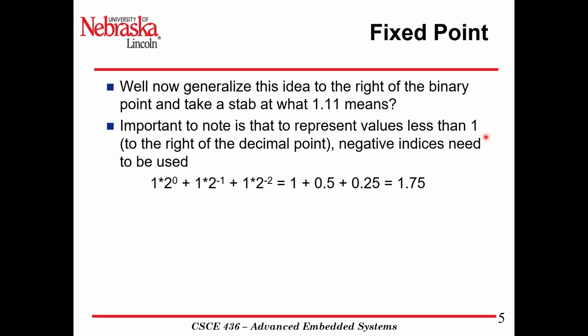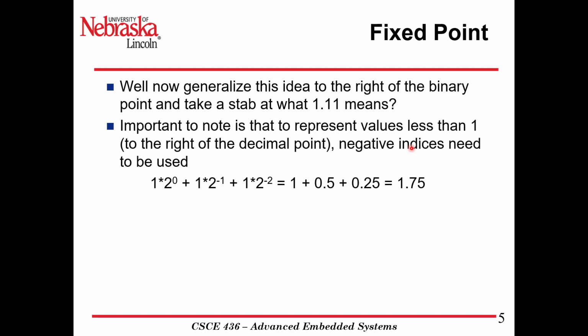Binary works very similarly. So in this case, we have 1 times 2 to the 0, and then 1 to the right of the binary point, we're going to just index by negative 1. 1 times 2 to the negative 1, which is 0.5, right? And then 1 times 2 to the negative 2 gives us 0.25, or a quarter. And we add all those together, and this binary fixed point value represents 1.75. So now we have fractions.